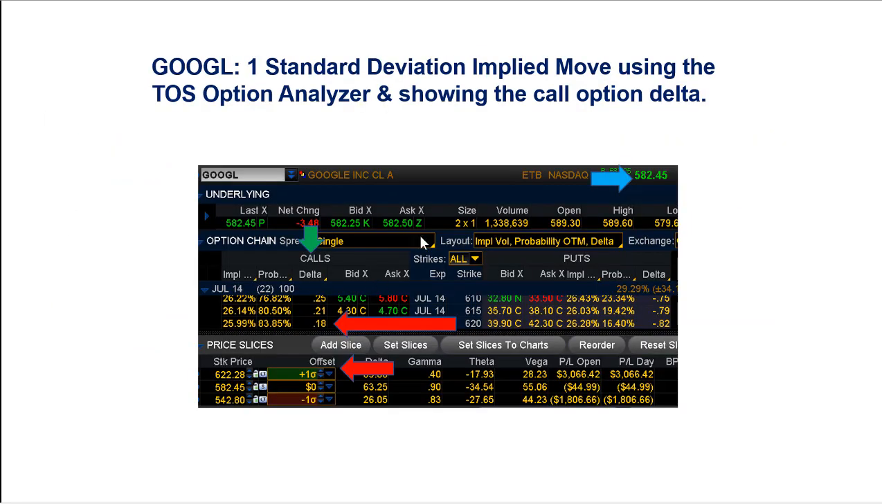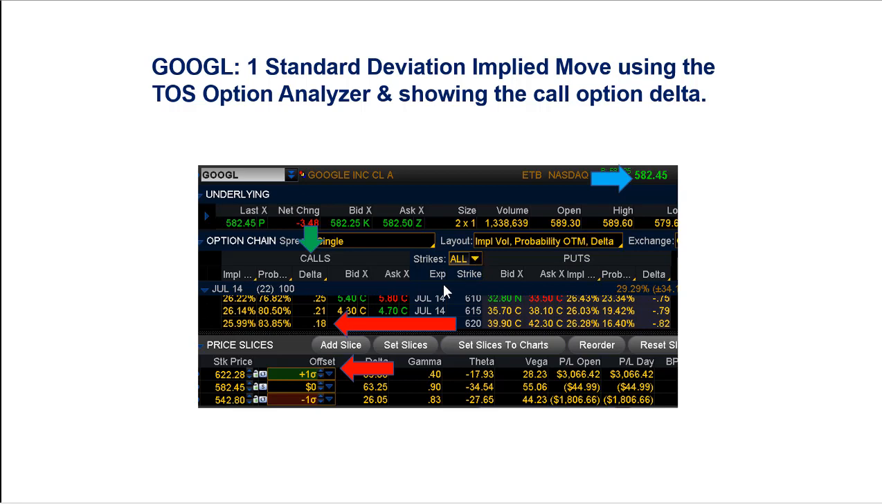Here's a quick look at option analytics on Thinkorswim. You can see here's Google, and it was trading at $582.45. It has 22 days to expiration. The implied volatility is 29.29%. So it's saying that it could go up or down, you see that number, plus or minus 34. So it could go up $34 or down $34 over the course of the next 22 days. That's a theoretical price movement up and down.